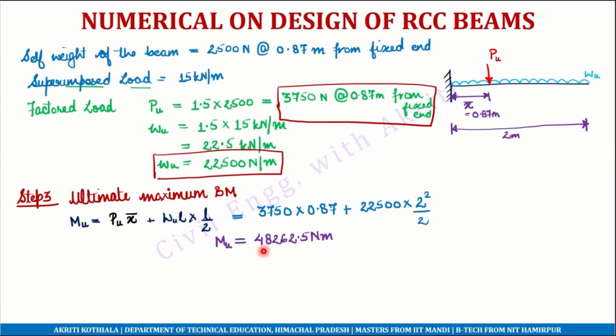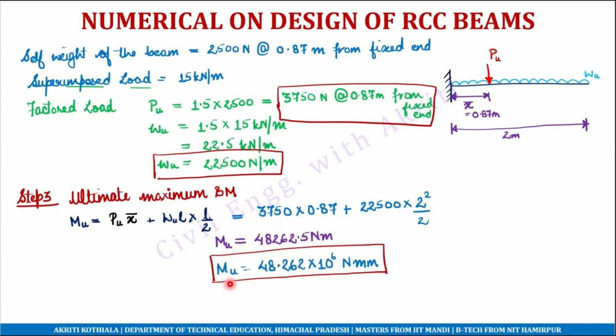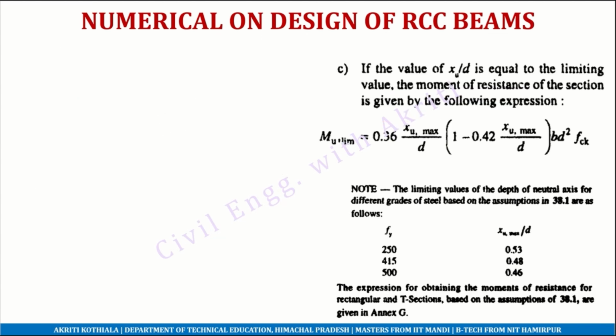So we can simply write 48.262 into 10 to the power 6 Newton millimeter. This is the ultimate maximum bending moment acting on the beam. Now we know that we design the beam as a balanced section. So in the cantilever beam's case also, we'll be designing it as a balanced section only, and we'll be referring to Annexure G and clause 38.1.